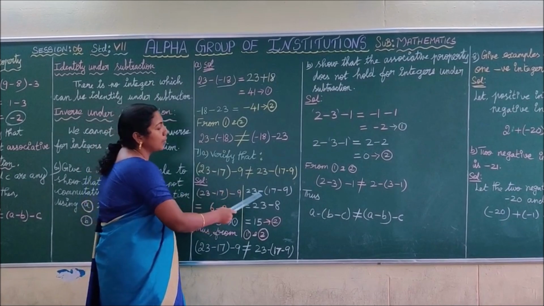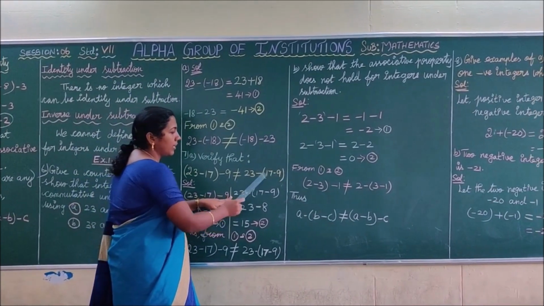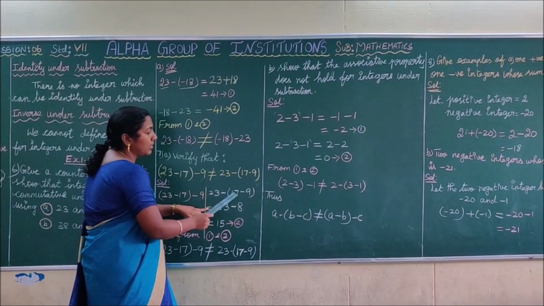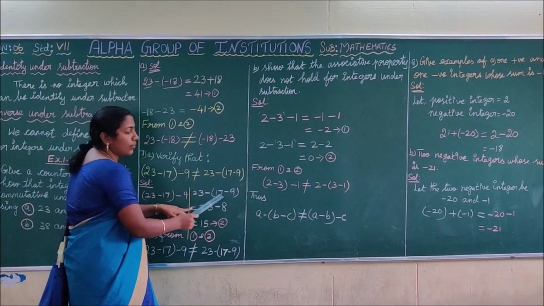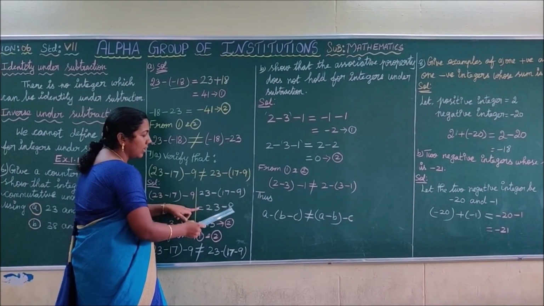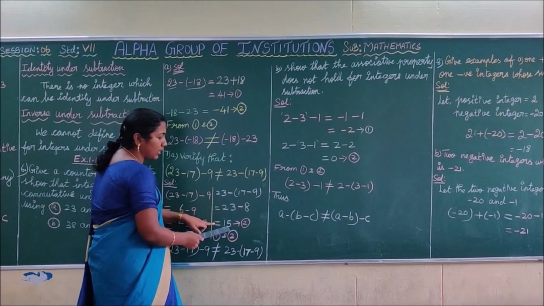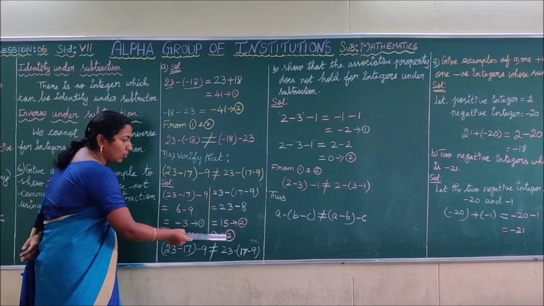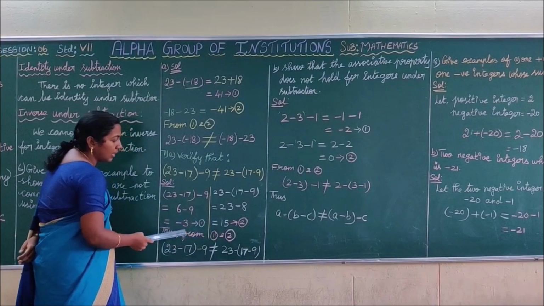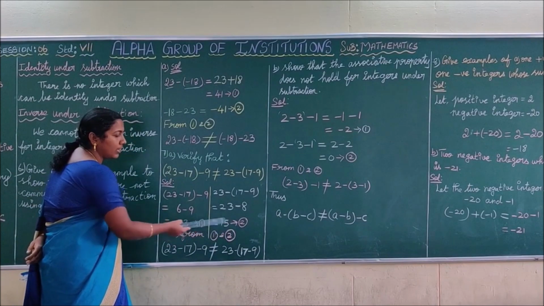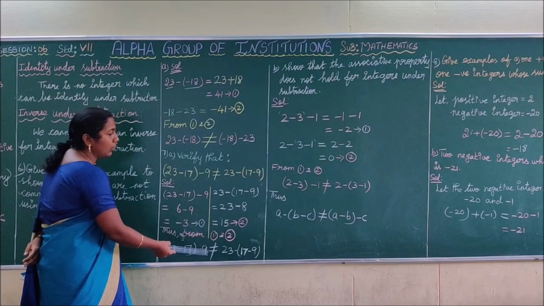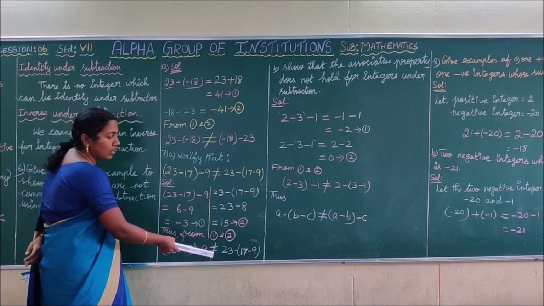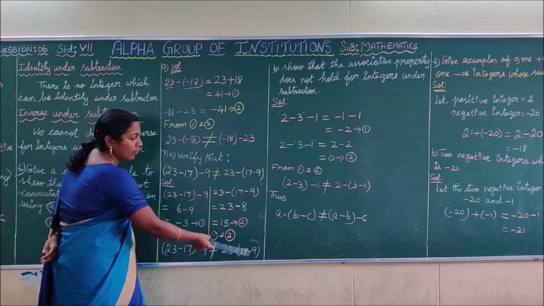Now we have to consider the RHS. 23 minus 17 minus 9, which is equal to 23 minus. So you have to subtract these two integers first. 17 minus 9. What is the answer? 8. 23 minus 8. What is your answer? 15. Let it be the equation 2. Thus, from the equation 1 and 2, we can easily conclude this is the negative integer, this is the positive integer. You get a different answer. They are not equal. So you have to write it as the LHS is not equal to the RHS.